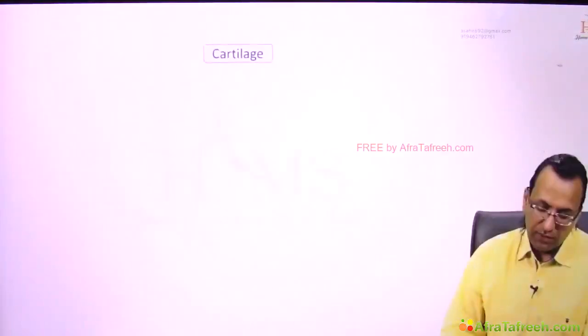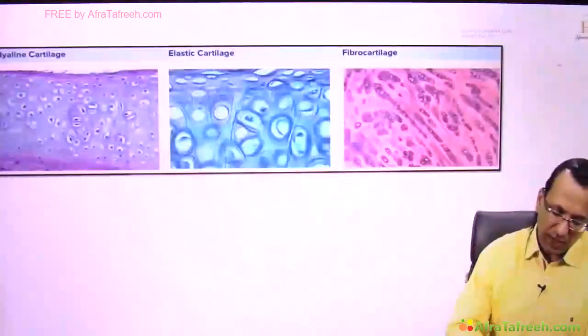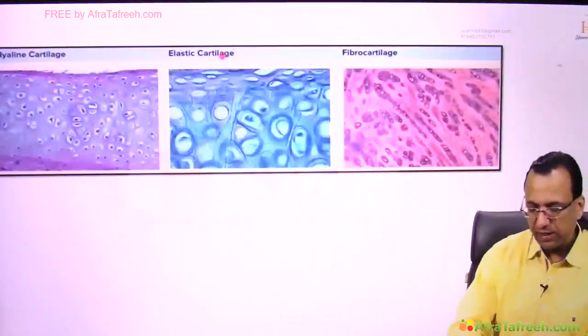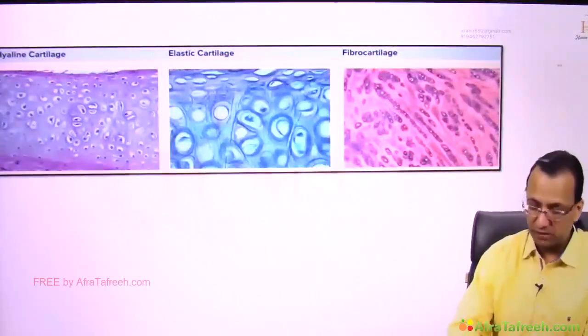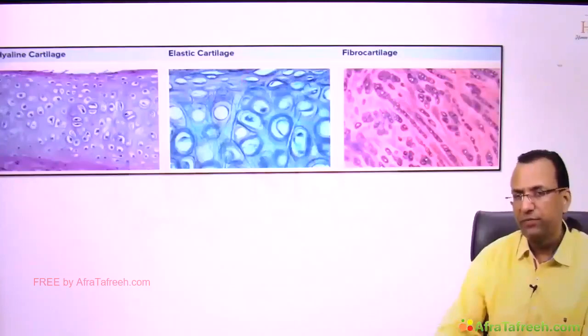As we are moving further, we are talking about connective tissue. I have to talk about the three types of cartilages. What are the three? They are hyaline cartilage, compared with elastic and fibrocartilage. We have to compare the three, but before you compare the three, let us look at them individually first.